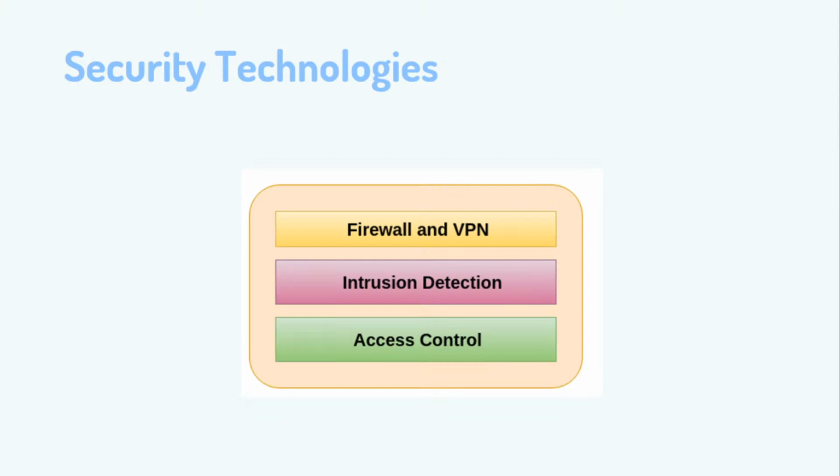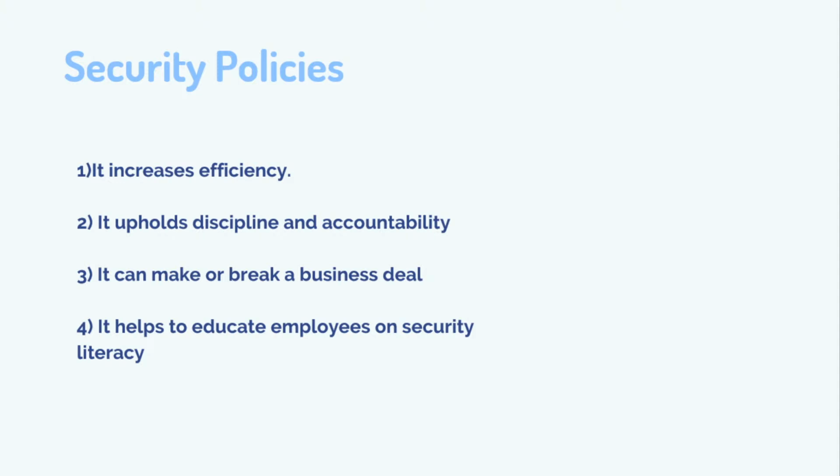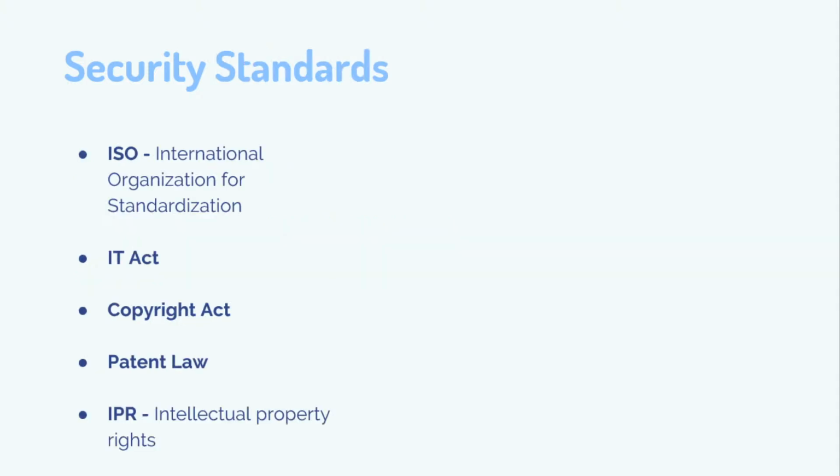Access control and intrusion detection, and then we have security policies. They increase efficiency, uphold discipline and accountability, can make or break a business deal, and help to educate the employees on security latency. And then security standards, like we have ISO. These are some of the security standards.